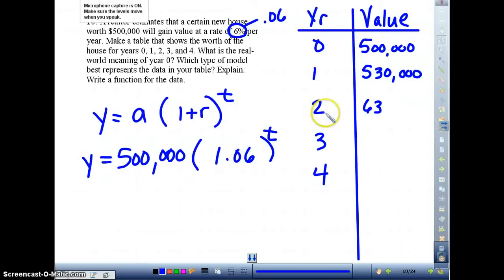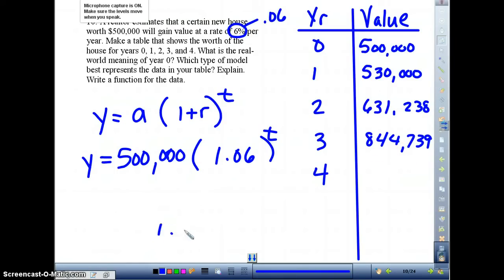Okay, so at year 2, I kind of got cut off there. Year 2, what'd you get? I got 631,238. At year 3, what'd you get? I got 844,739. At year 4, woo, this number got big.